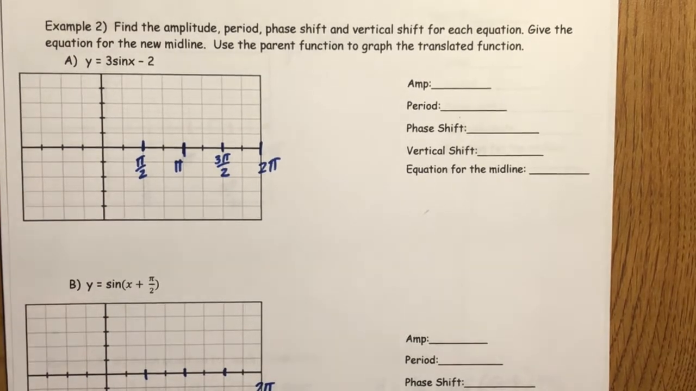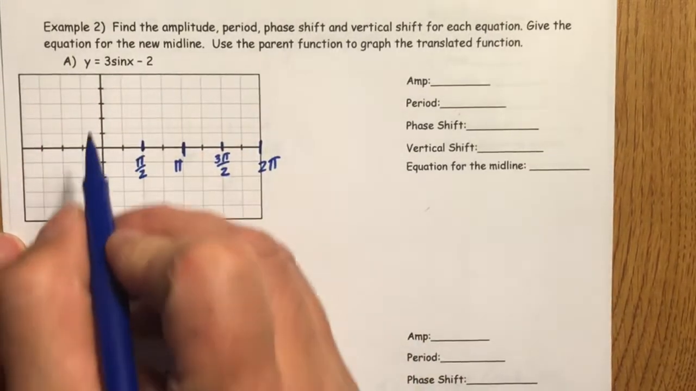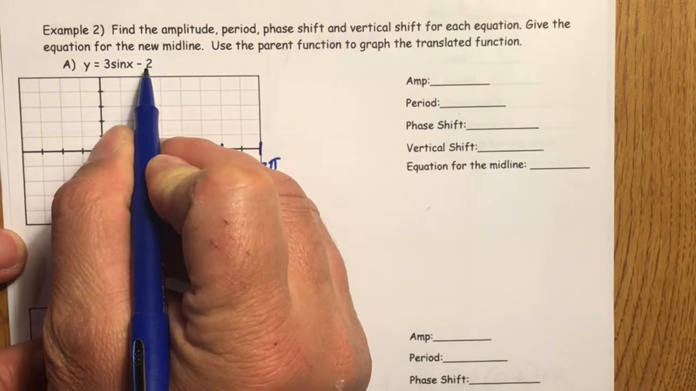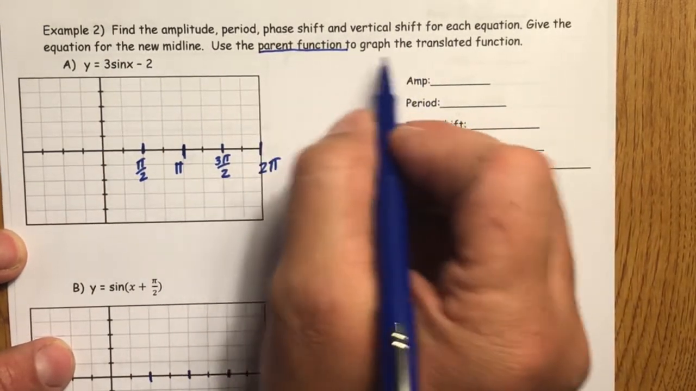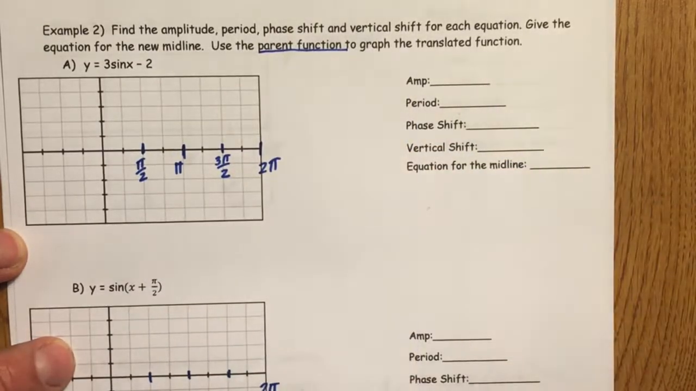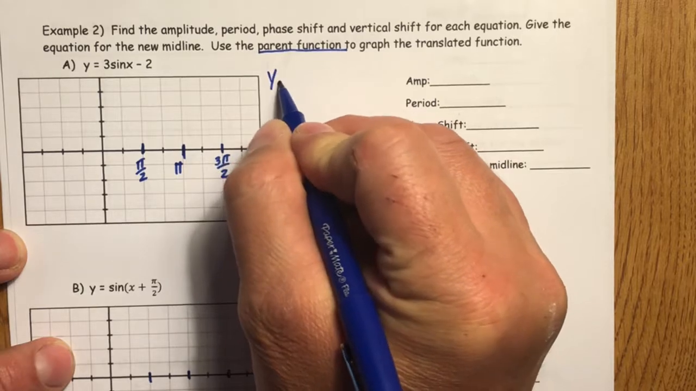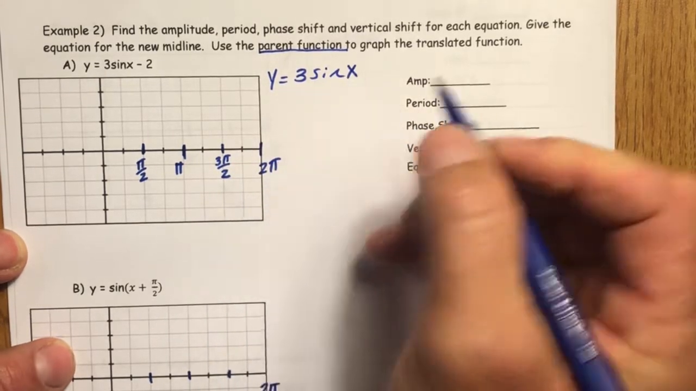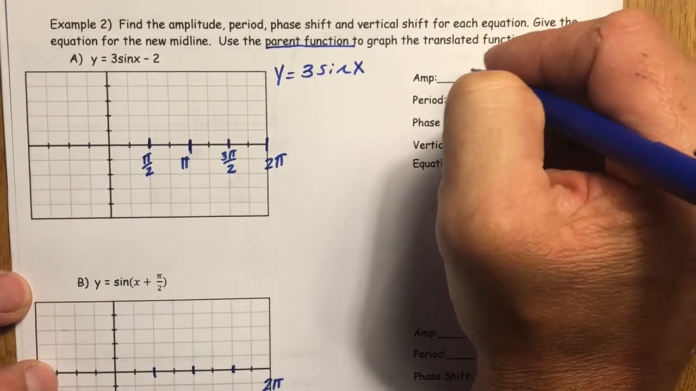So here we go. What we're going to do is take this equation, y equals 3 sine x minus 2, and we're going to use the parent function. So we're going to ignore any phase shifts or vertical shifts, and we're just going to graph this. Y equals 3 sine of x. We're going to keep the amplitude in there. The amplitude in this example is 3.